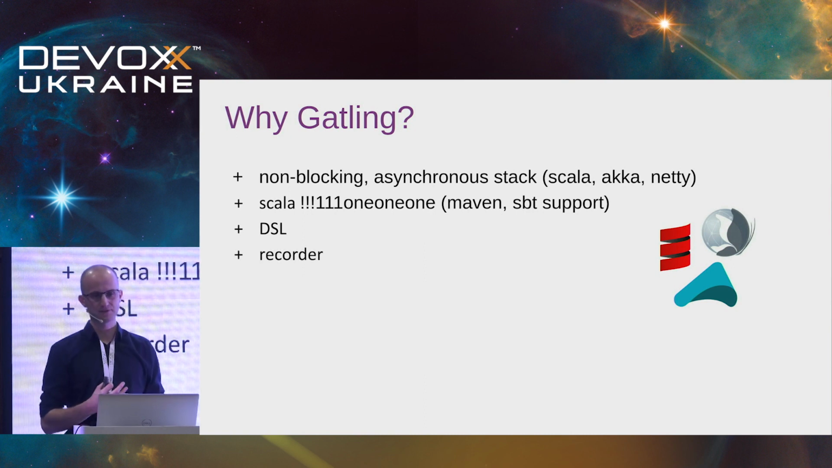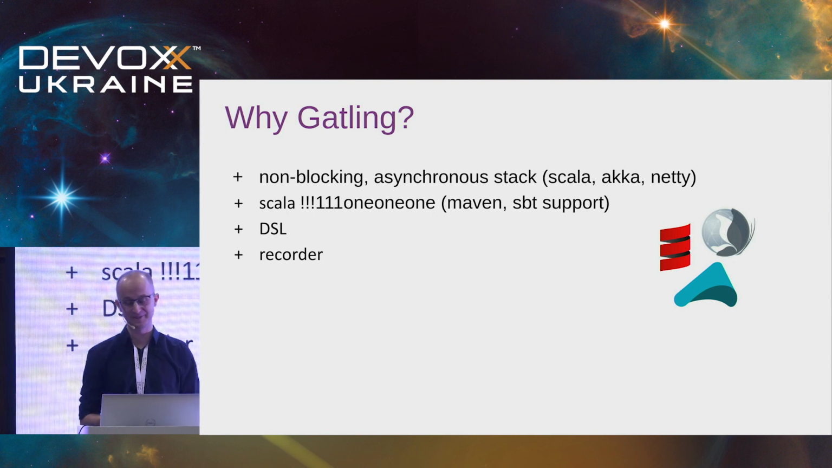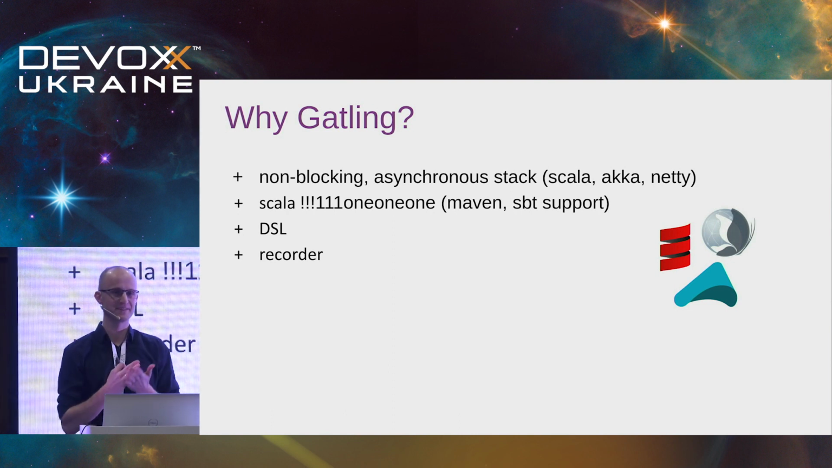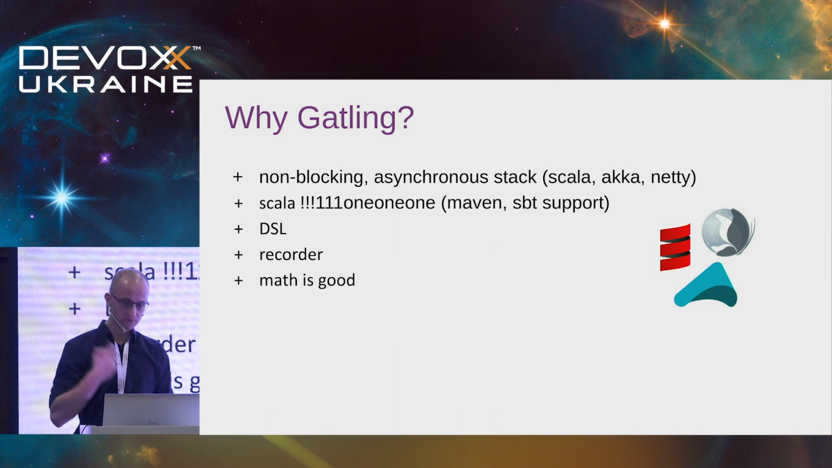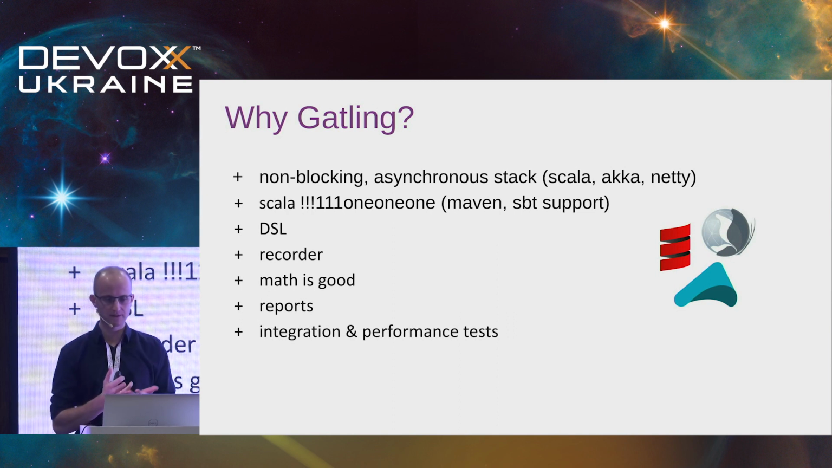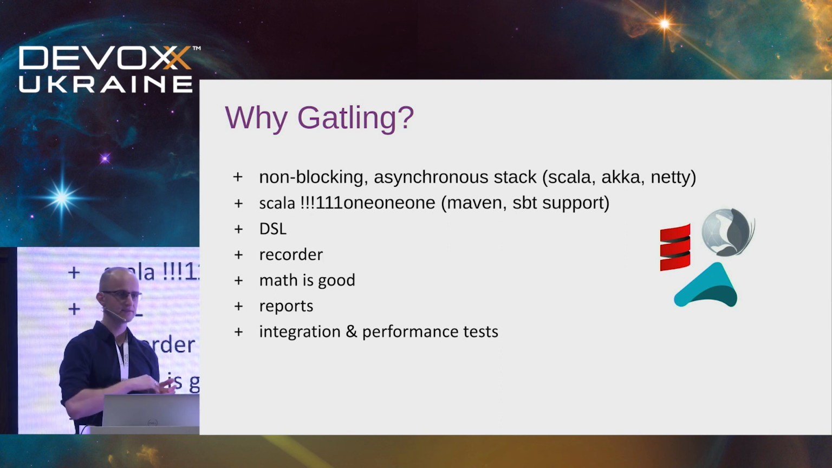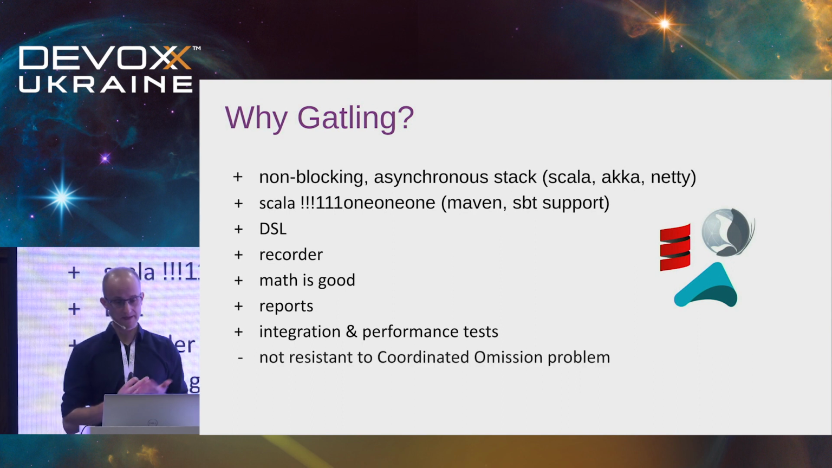Yes, there is a recorder so that you can generate some tests based on your HTTP traffic, but please don't use it. And I know that you will use it anyway. Just remember that those tests are generated, and at some point you will need to refactor them. Math is good. Very nice visual reports out of the box. And you can use Gatling not only for performance tests, but also for integration tests. And actually, usually I'm starting with a few really simple integration tests. And then the transition from integration to performance tests is really easy. And yeah, Gatling is not resistant to coordinated omission problem.